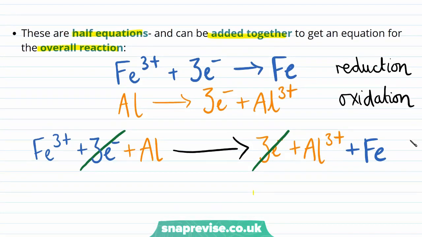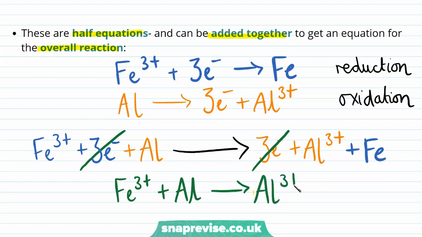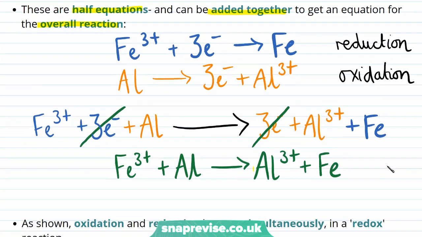Once we've done this, we can write out an equation for the overall reaction, which is that the Fe3+ iron cation plus aluminium Al atom will react together in order to give Al3+, the aluminium cation, and iron. You can see that this is balanced, both for the substances on either side and also for charge. The total charge on the left-hand side is 3+, and the total charge on the right-hand side is 3+.